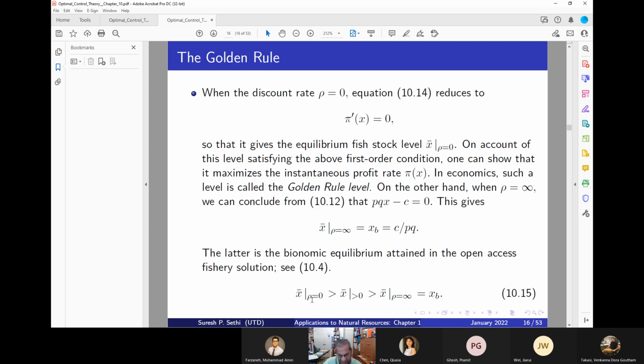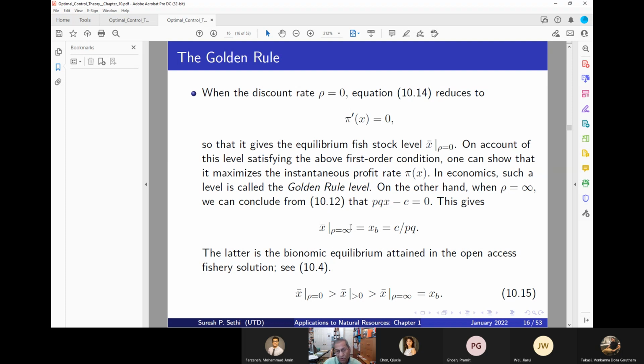And you can sort of see here the x bar for rho bigger than or equal to 0. I think I should put rho here. Why is rho not here? Rho equal to 0, rho bigger than 0, rho equal to infinity. There should be a rho here to make it more clear. So rho equal to 0, x bar is bigger than for rho bigger than 0, and that is bigger than for rho infinity. So the optimal solution for any rho lies between the bionomic equilibrium and the golden rule.